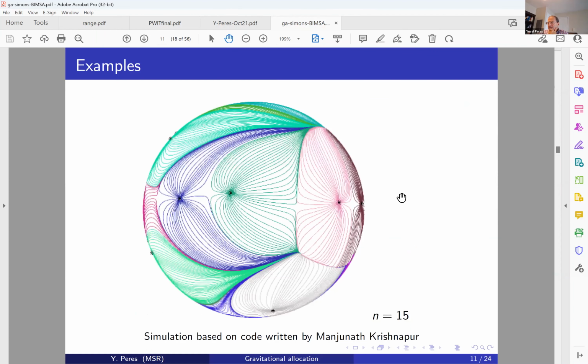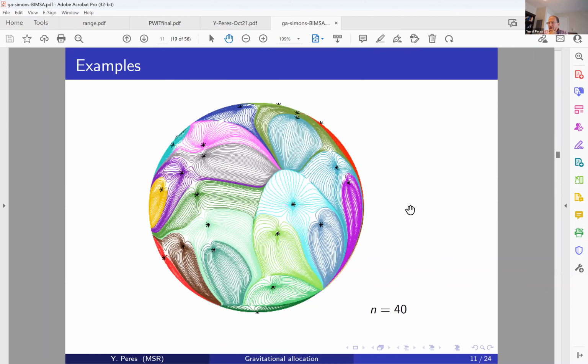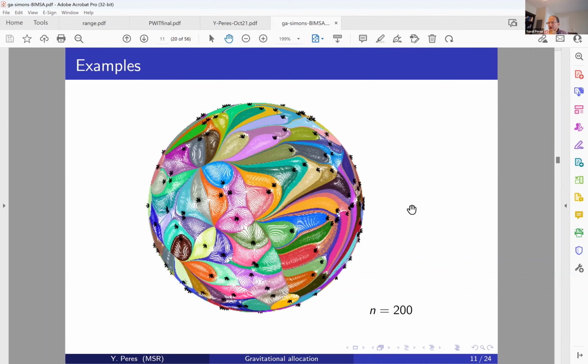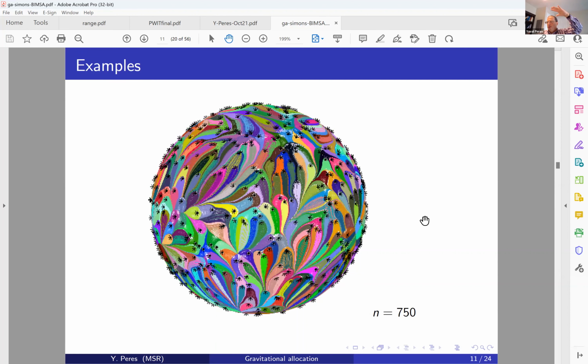And here are some pictures, based on a program written by Manju Krishnapur, of how these allocations look. This is when we have more and more stars, and you see the shapes get more elongated because we're normalizing to have endpoints on a sphere of volume n, or of area n. So we might expect these areas to have diameter 1, but in fact the diameter grows with the number of points, and so they get more salamander-like as the number of points grows.